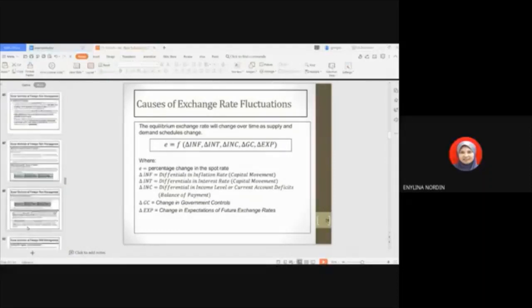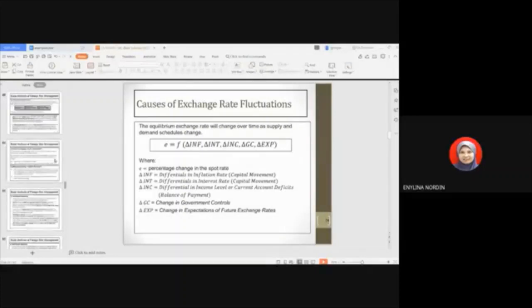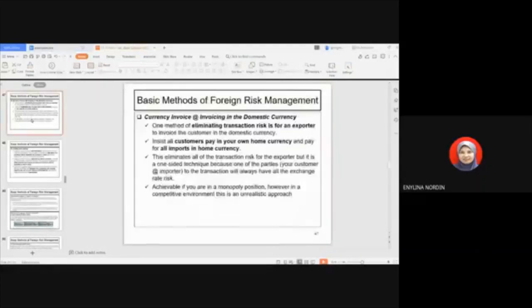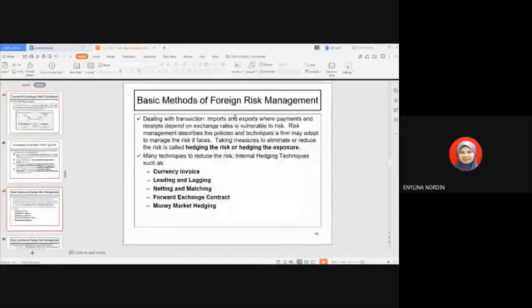Okay, let me show you. Is this the one? Oh no, this one. Right, the basic method of foreign risk management. So this will be explained in the next meeting. All right, thank you class. Assalamualaikum.